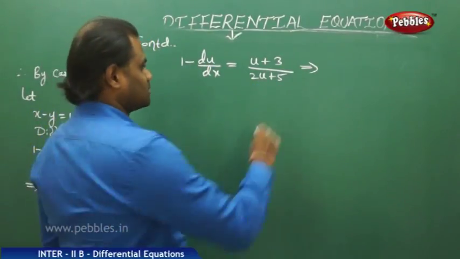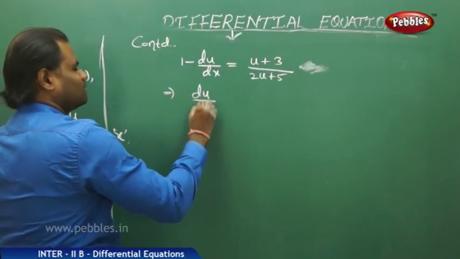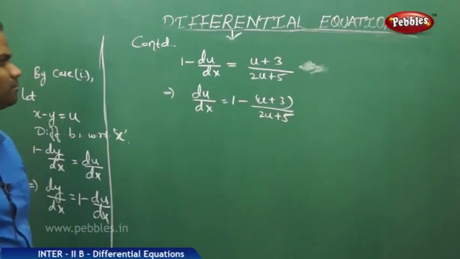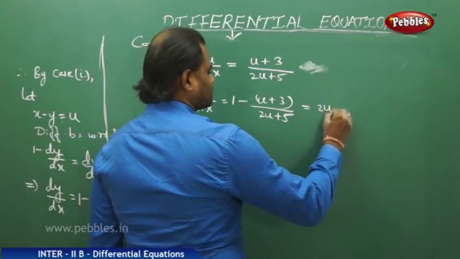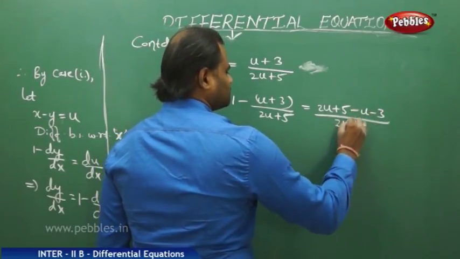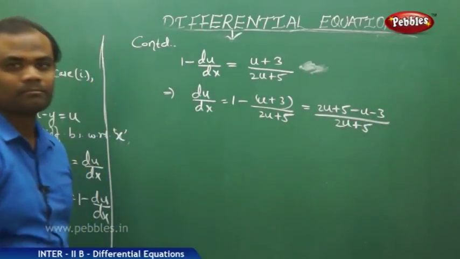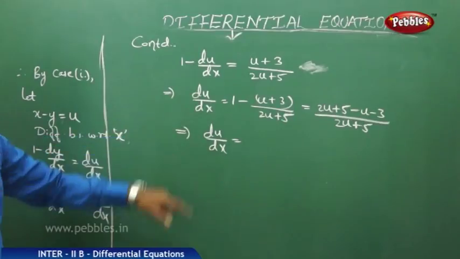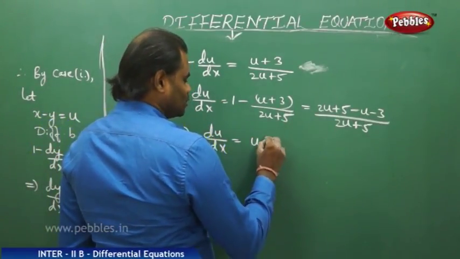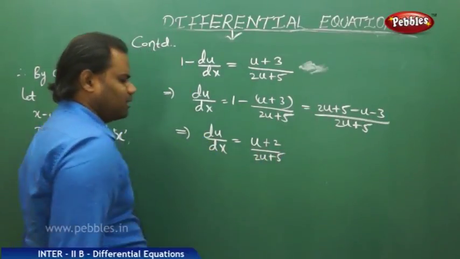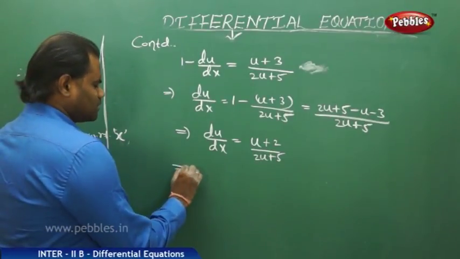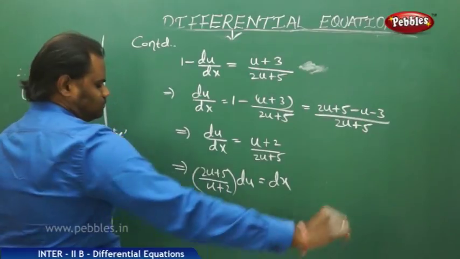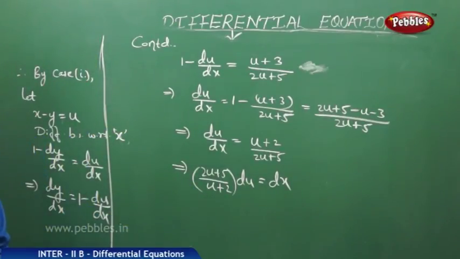This, on further simplification, gives du by dx equals 1 minus (u plus 3) by (2u plus 5). And this, on simplification, gives (2u plus 5 minus u minus 3) by (2u plus 5). That implies du by dx is (2u minus u, which is u plus 2) by (2u plus 5). Then separating into variables, (2u plus 5) by (u plus 2) of du equals dx is what we get.